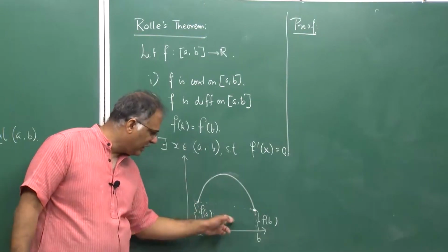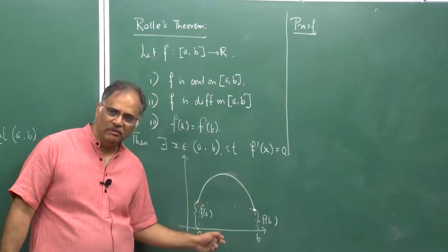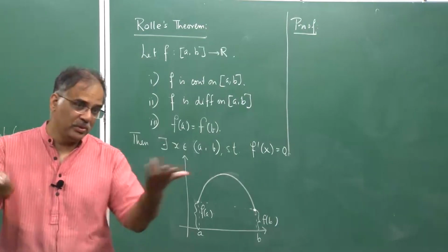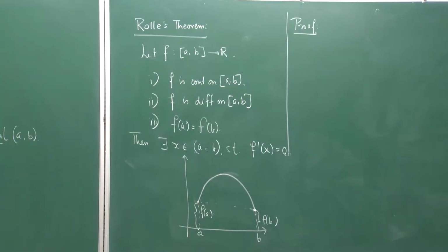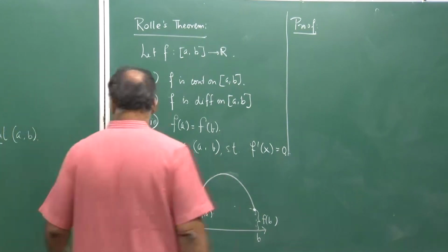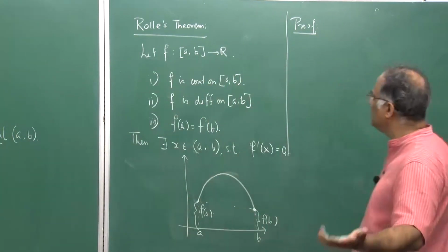So, you descend to the valley and get up on the other side. So, you will have a minimum. At those points f dash x would be equal to 0, which you already know. Now, the proof depends on this result, which again is a very important one, which you already have studied.